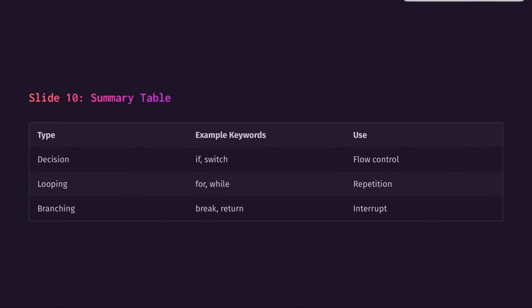Let's look at what we have learned till now. We have three types of statements. Decision statements, like if, if-else, else-if ladder and switch, are used for flow control and decision making. Looping statements, like for loop and while loop, are used for repetition. And branching statements are break, return and continue.